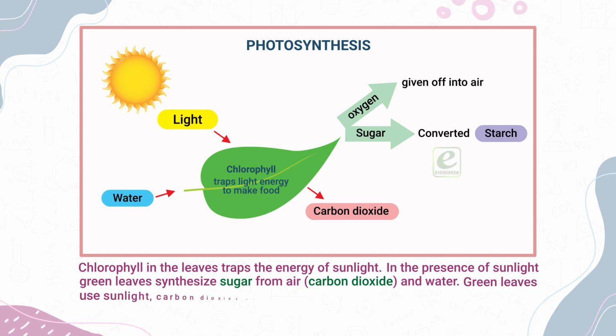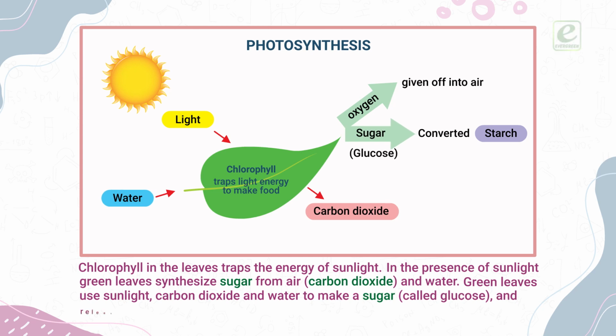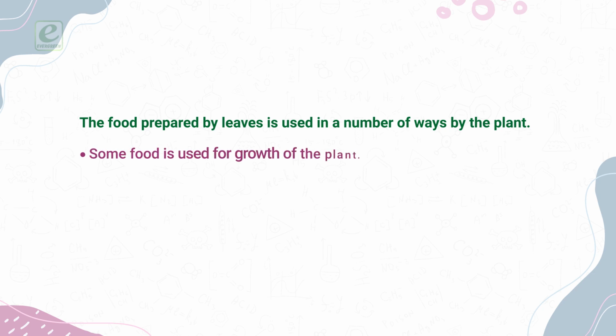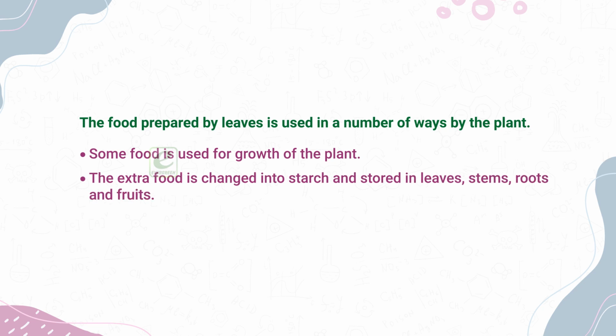Green leaves use sunlight, carbon dioxide and water to make a sugar called glucose and release oxygen back into the air. The food prepared by leaves is used in a number of ways by the plant. Some food is used for growth of the plant. The extra food is changed into starch and stored in leaves, stems, roots and fruits. We eat these parts of certain plants.